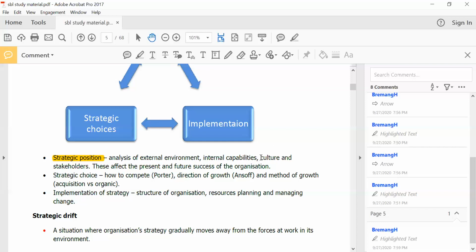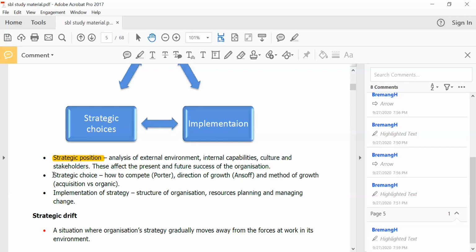We should also look at culture. As a result of having that sort of strategic position, the culture of the environment also tends to influence you. And lastly, the stakeholders. So here we are looking at strategic position, and whatever you tend to come out with will affect you in the current situation and the long term.